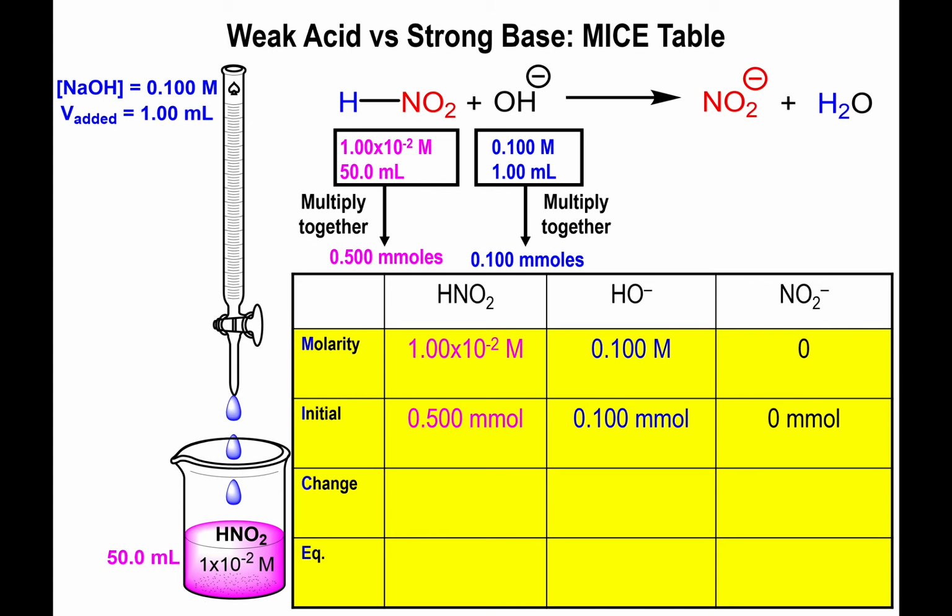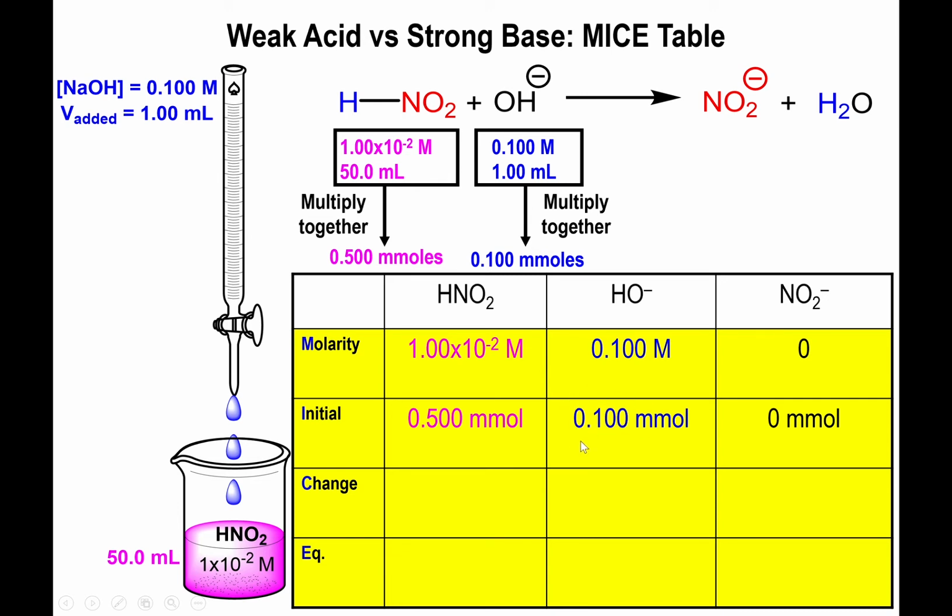The change, and now this is the big change from the ice table problems, the change is not based on X, because unlike the typical ice table problems where we don't know the extent of the reaction, here we are guaranteed to drive the reaction to completion. So all we have to do is recognize which one of the two reactants is the limiting reactant. And the simplest way to do this is to look at the numbers, right? If this is a 1-to-1 reaction, whichever of these two numbers is the smallest one is automatically the limiting reactant. And between HNO2 and hydroxide, hydroxide is the least amount.